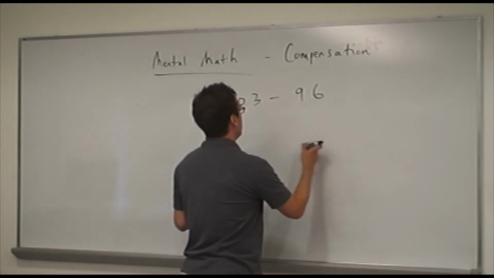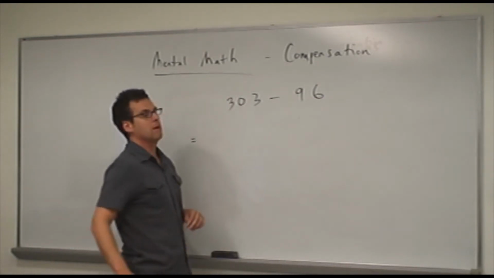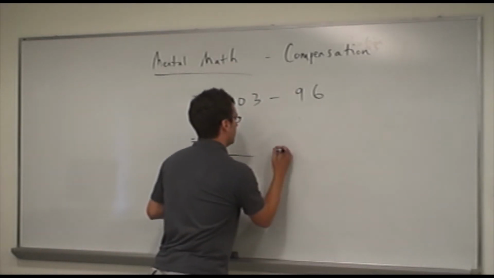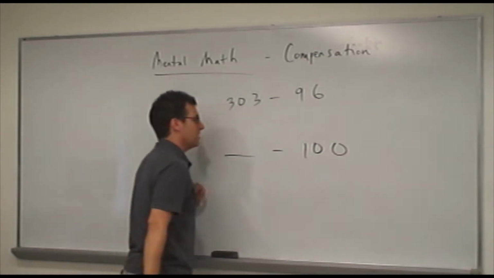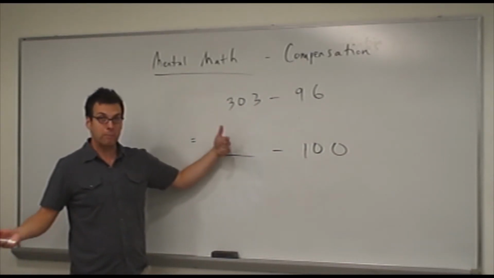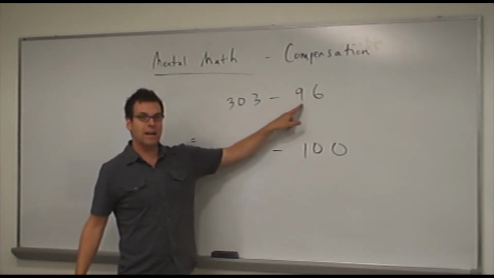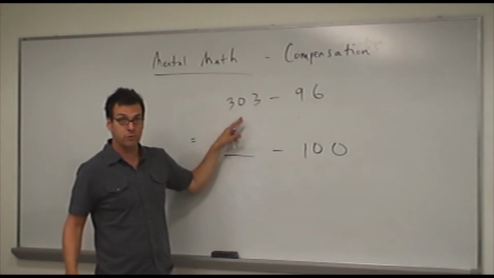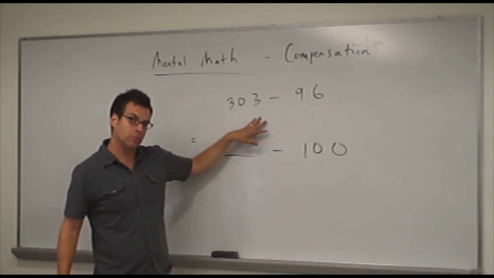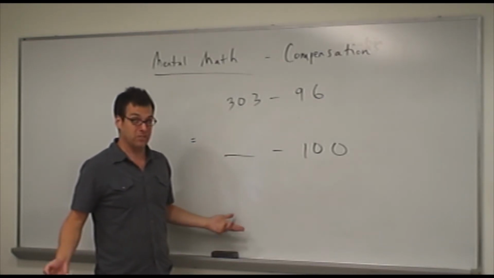So we are going to change 303 minus 96 into a problem where we're going to subtract 100. And I'm going to leave a blank here, because the question now becomes, what do I have to do to that 303? I have to compensate somehow. I changed the 96, so I'm going to have to change the 303 somehow in order for my new problem to have the same answer as my old problem. The question is, what do I do?